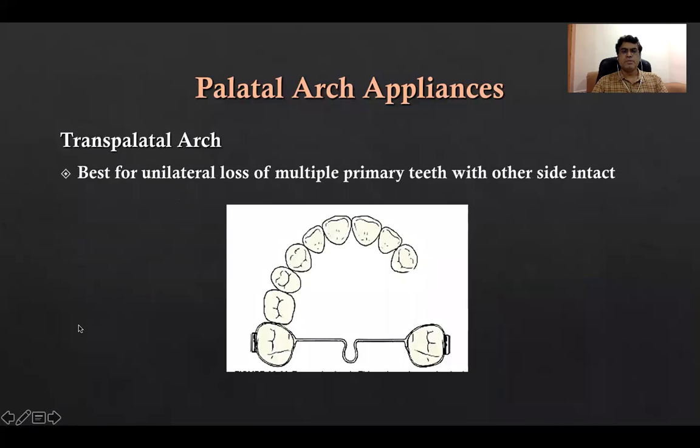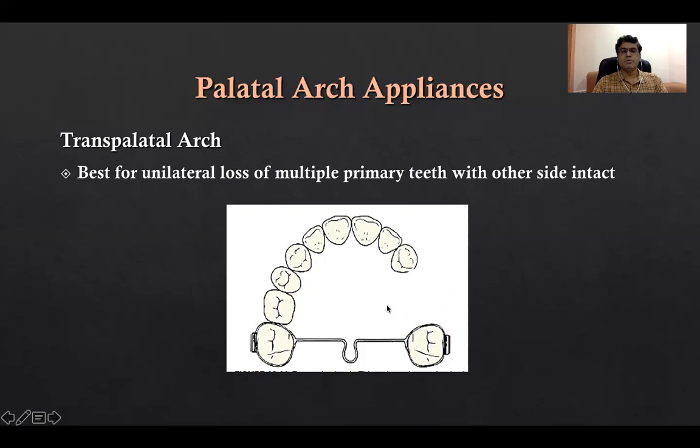Other palatal arch appliance is transpalatal arch. It is best for the unilateral loss of multiple primary teeth with other side intact. As you observe here, one side the teeth are intact, other side two teeth are missing. So this type of situation, you have to give a transpalatal arch.